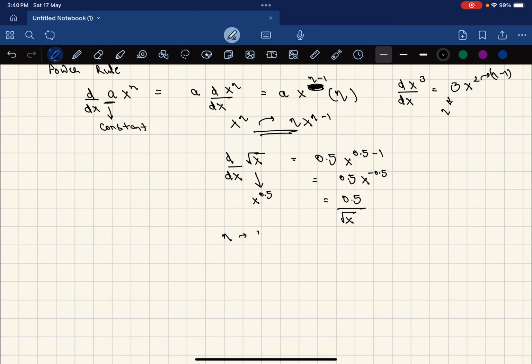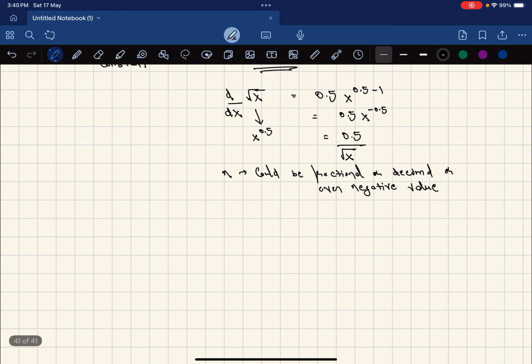So n could be fractional or decimal or even negative value, and still we'll get the same derivative formula. So we can still use the same derivative formula.